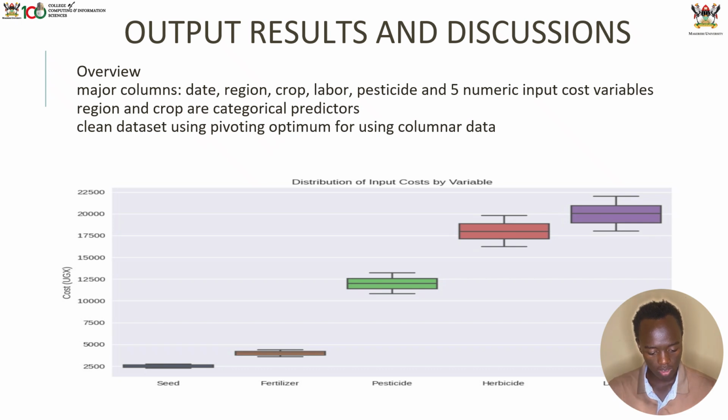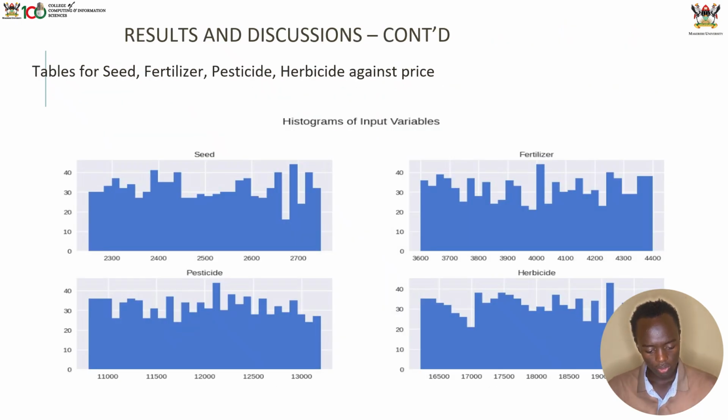So we shall see our visualizations from the current data we have here. This is a distribution of input costs by variable. So here we are having the results and the discussions. We have the tables for seeds, fertilizer, pesticide, herbicide. So we have here histograms of our input variables.